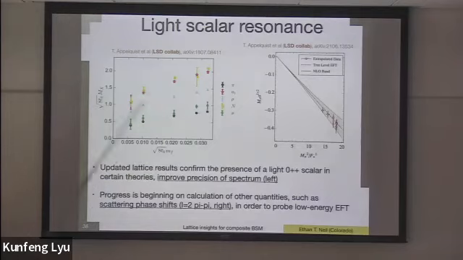So this is an updated spectrum plot from one of my collaborations, again showing that the state is roughly degenerate with the pion. On the right is a study of I=2 ππ scattering, the phase shift. This is a useful probe of the low energy effective theory, although this band is compatible with the dilaton effective field theory, but it's also compatible with chiral perturbation theory.